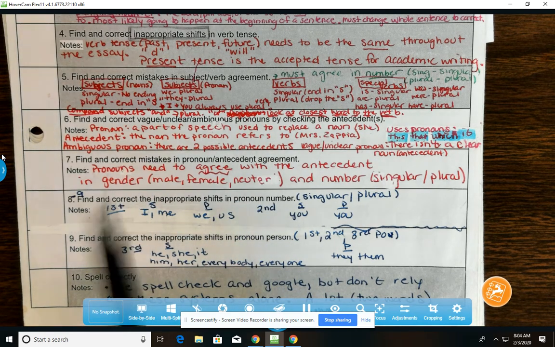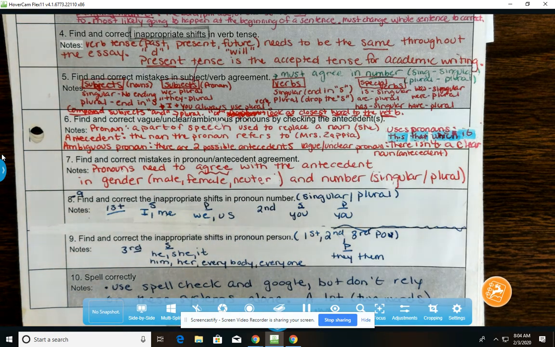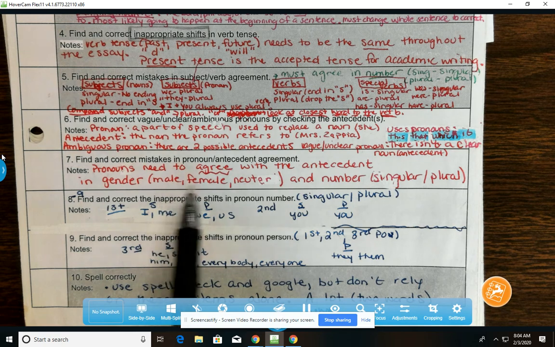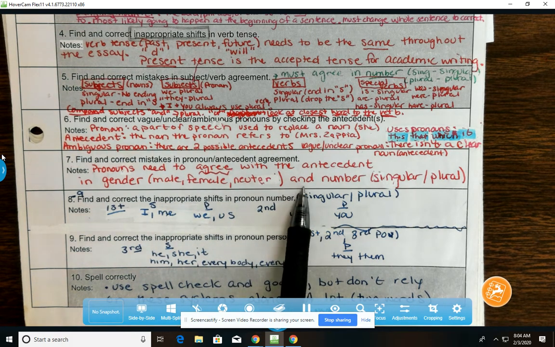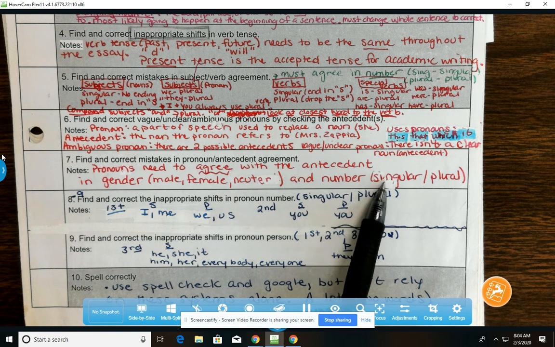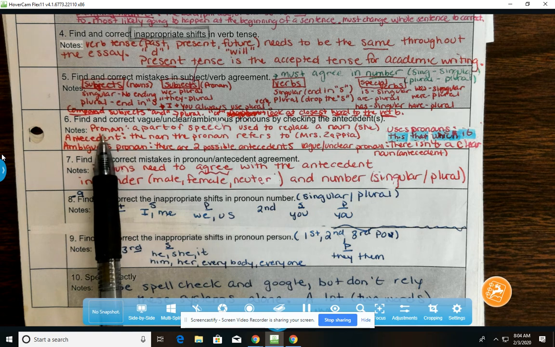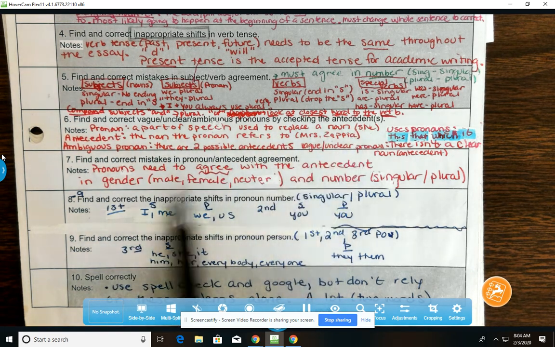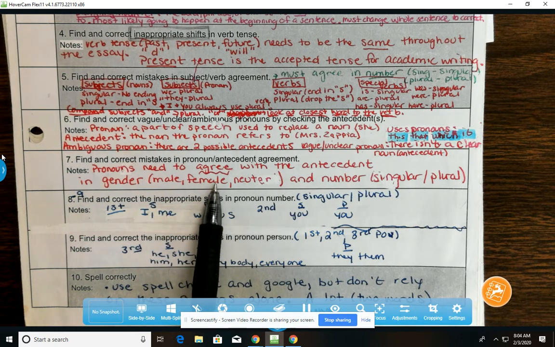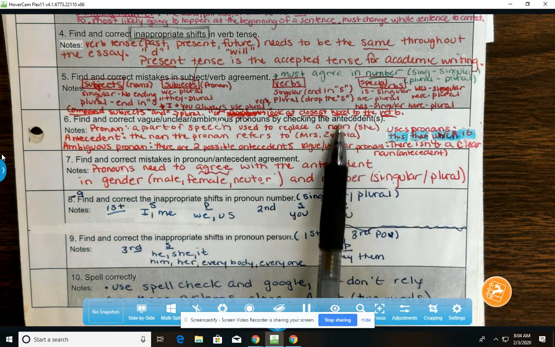Remember that pronouns need to agree with the antecedent in gender. In other words, it could be a masculine, feminine, or neuter gendered pronoun. And also number. And number, remember, we mean singular and plural. Remember that a pronoun is used to replace the noun. So she is an example of a feminine pronoun in gender as well as singular in number.